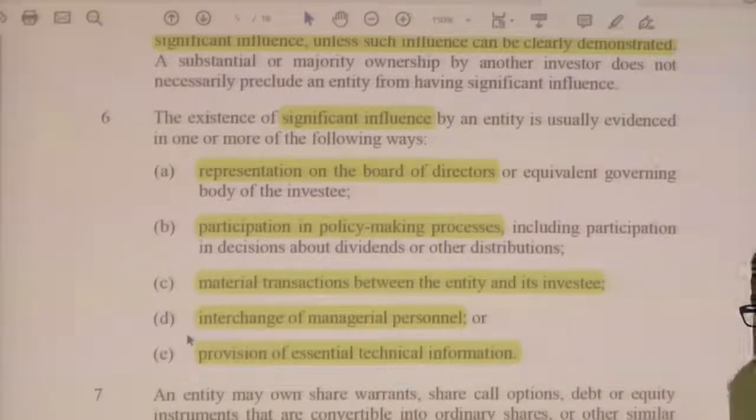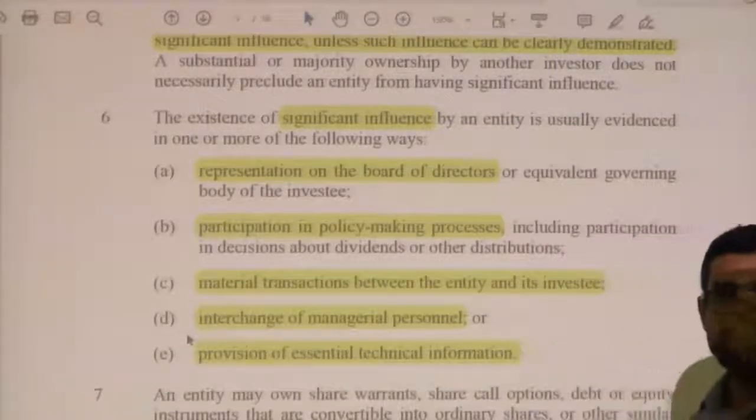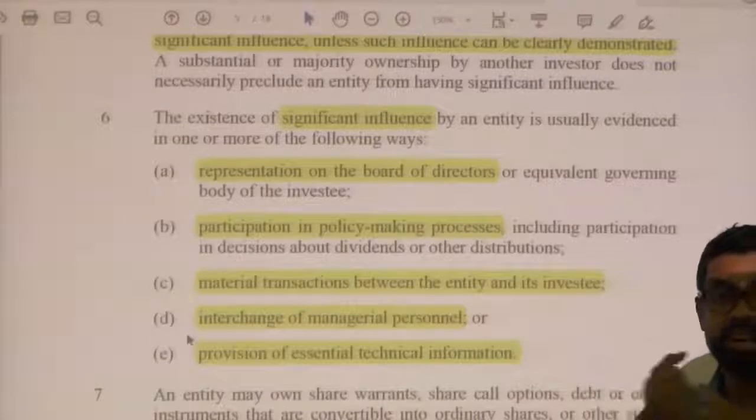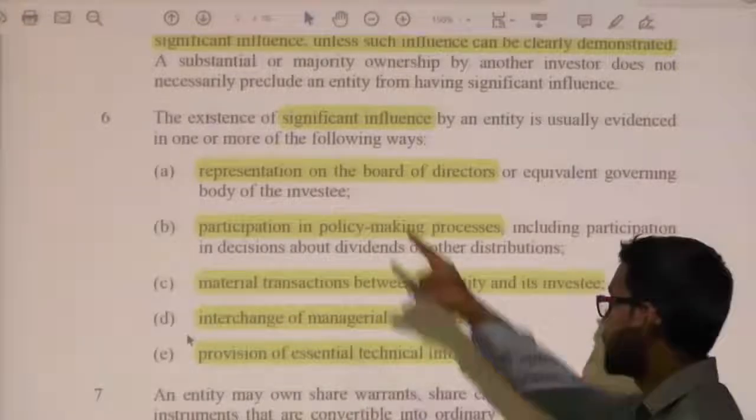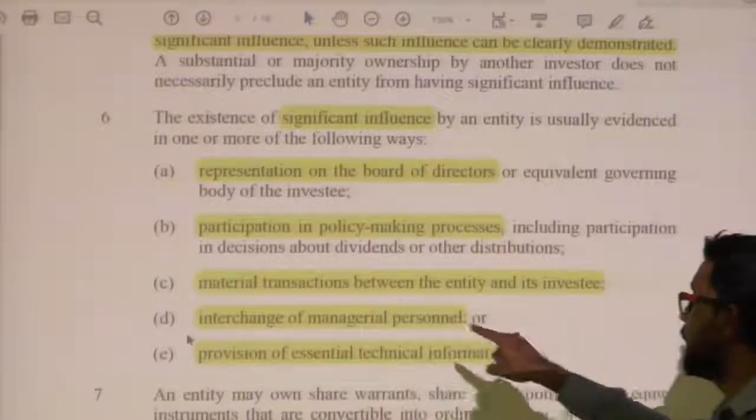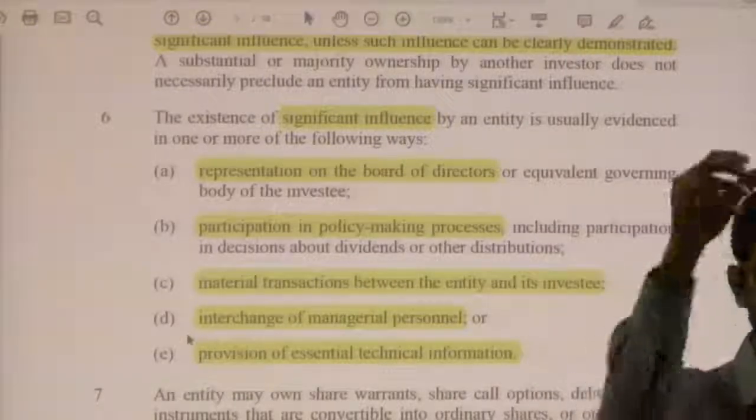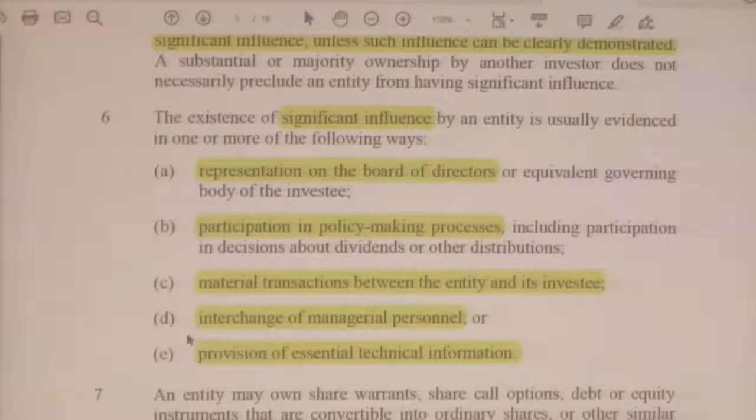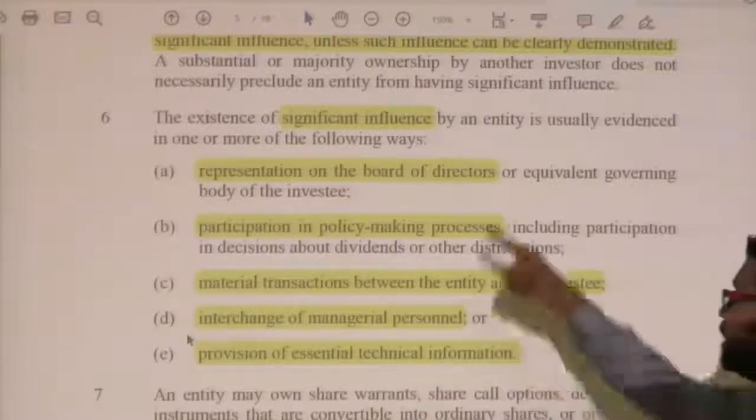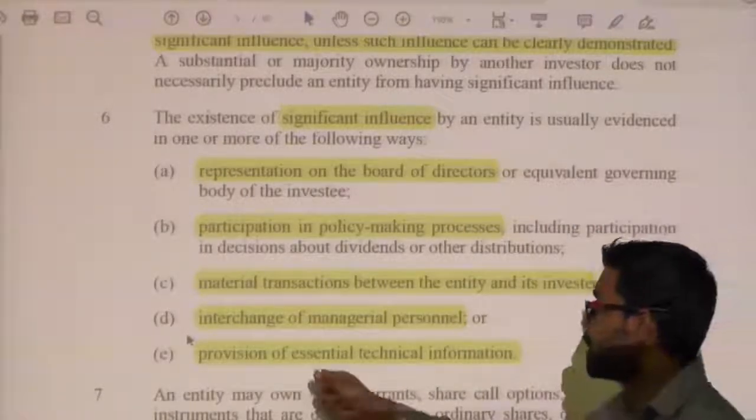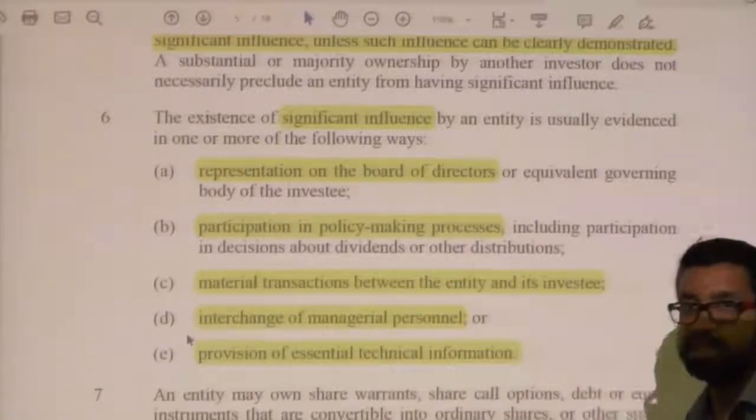Material transactions between investor and investee. Let's say you have purchased 20% shares of another company, and you have material transactions between the entity and the associate company. So then you have significant influence. Interchange of managerial personnel. Let's say your CFO is looking after the associate company's financial statements as well. So management, you can interchange between two entities. So then you have significant influence. Provision of essential technical information. So if you are satisfied with these conditions, you have significant influence.